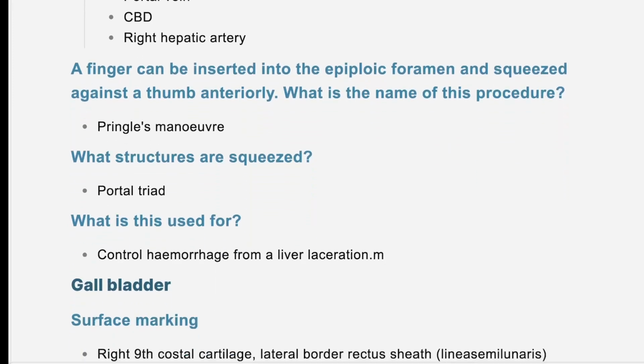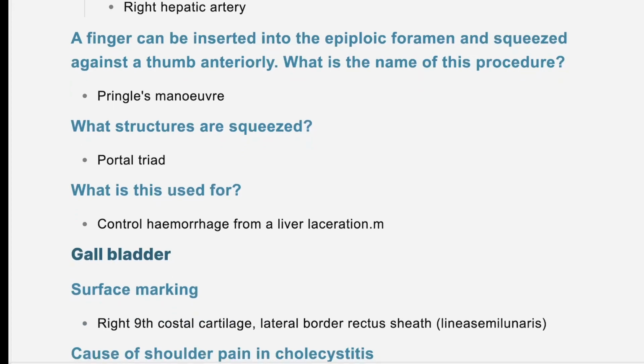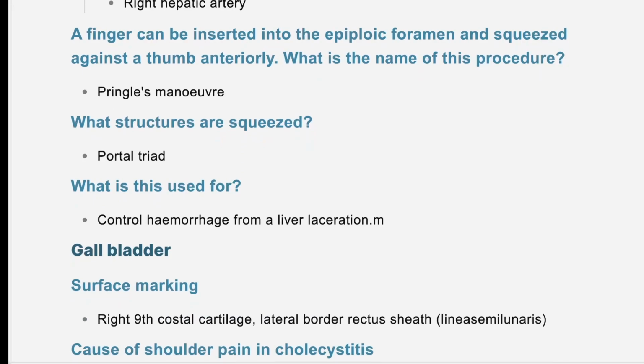The gallbladder next. The surface marking of the gallbladder is the 9th costal cartilage, mid-axillary line. Sorry, mid-clavicular line, just lateral to the linea semilunaris.